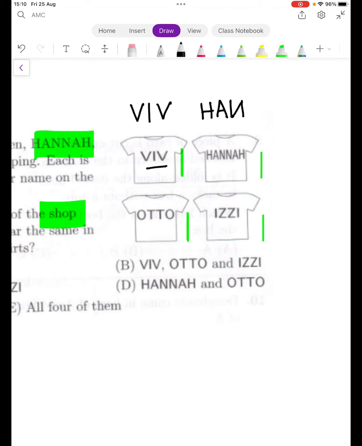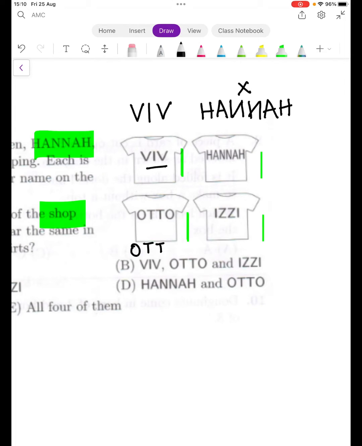Oh, sorry, not this way. This is the real way. N would be reflected like this, A and H. So actually Hannah, it does look like Hannah will appear the same, but the N's have changed their orientation, so Hannah is not the same.